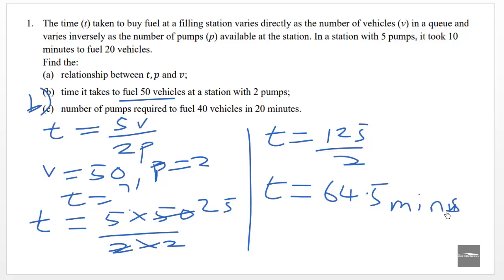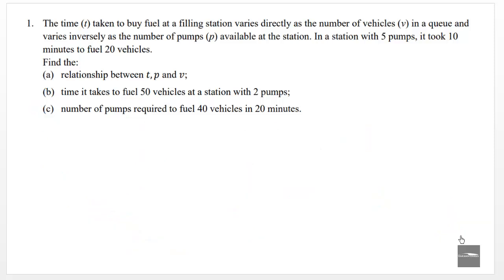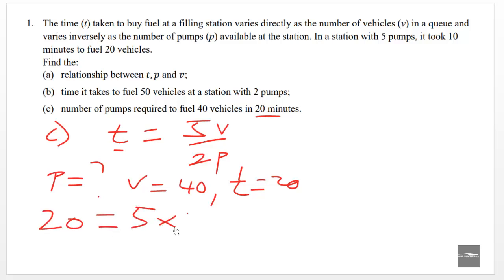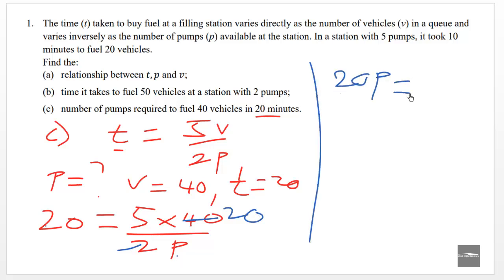Then the C part asks for the number of pumps required to fuel 40 vehicles in 20 minutes. So recall the relationship T equals 5V over 2P. We don't know P, we know V to be 40, and we know T to be 20 minutes. So we substitute and solve for P. So 20 will be equal to 5 times 40 over 2P. 2 will go into 40 20 times. 5 times 20 will give us 100.